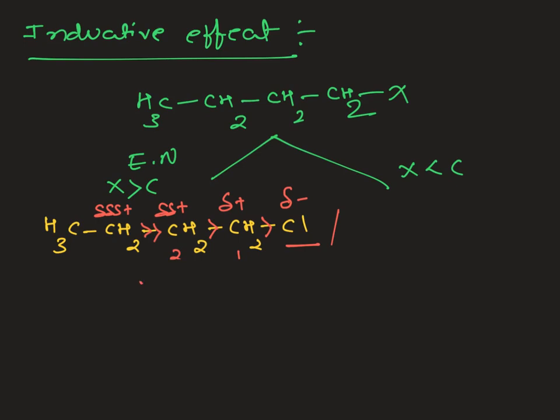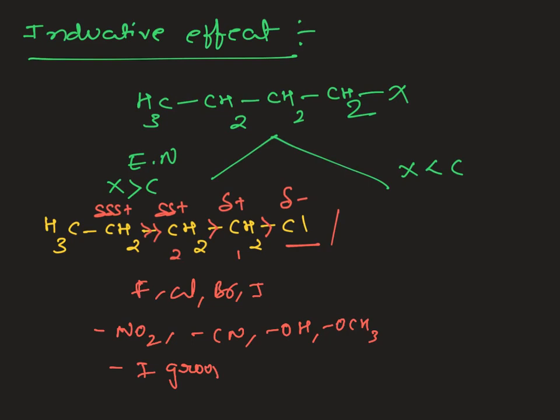You can take all halides, fluorine, chlorine, bromine, iodine, all atoms having higher electronegativity than carbon. They can pull electron clouds from the carbon chain to themselves, and that's why these are minus I groups. These are the minus I groups: nitro, cyano, alcohol, maybe ether linkage, and all of these come under minus I groups. And here all minus I groups we generally call electron withdrawing groups. Now I will go to the other side, case 2.